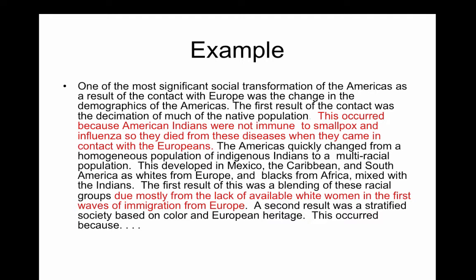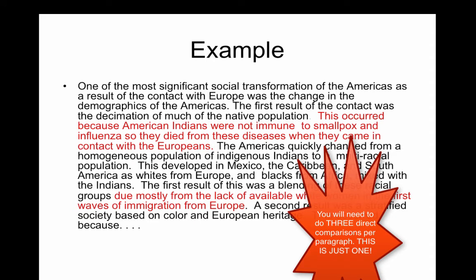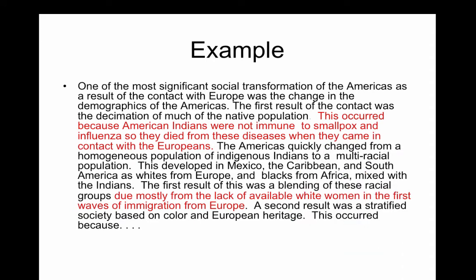The first thing I want you to take note of is this is just one example of evidence. As you can see, it starts to go into a second result. So that's just one thing that they're talking about. Now, hopefully you figured out the difference between what's red and black. The red is clearly analysis that the student is making of the evidence.